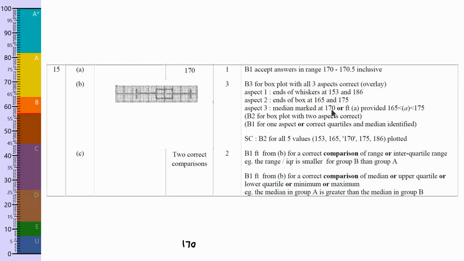If you got the median wrong in the last question, it sort of lets you get away with it, as long as it's somewhere between 165 and 175. And the 2 correct comparisons between the range and the median, I did it the other way around, but it doesn't matter which order you do them, will give you the final marks there. Okay.